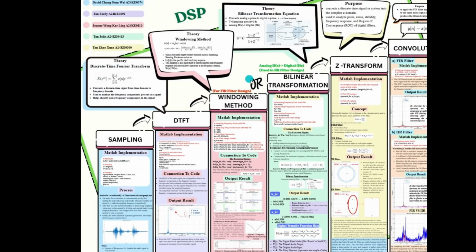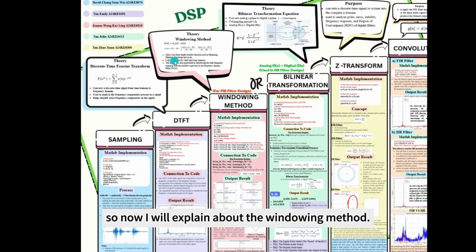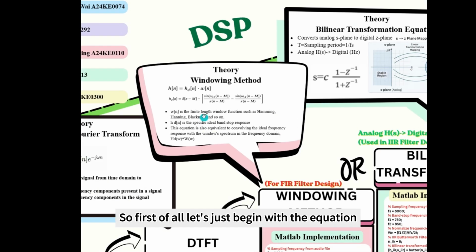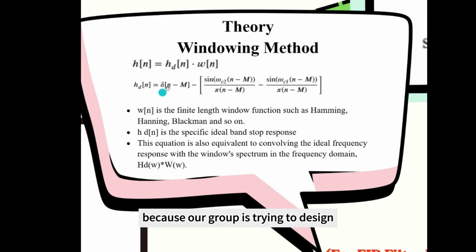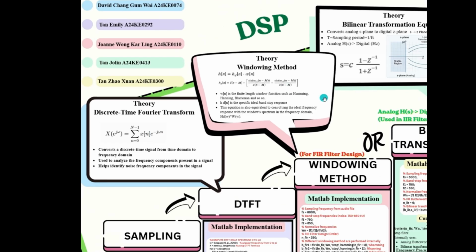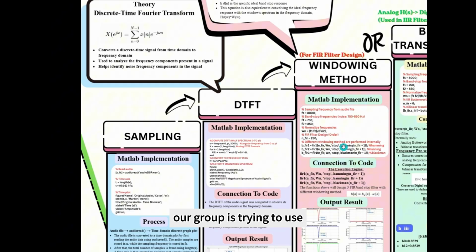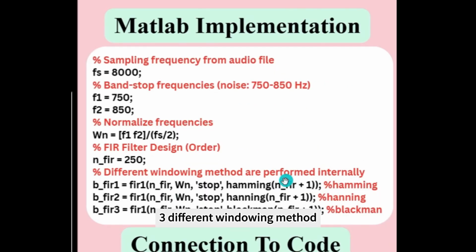Hello everyone. So now I will explain about the windowing method. First of all, let's begin with the equation. So this is the general equation for the windowing method, and this one is the specific ideal bandstop response because our group is trying to design a bandstop filter in our assignment. And the w[n] is the window function. And as you can see, our group is trying to use 3 different windowing methods, which are Hamming, Hanning, and Blackman, to design the FIR filter.